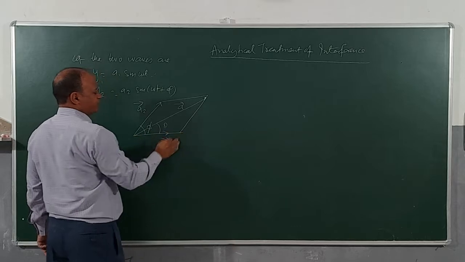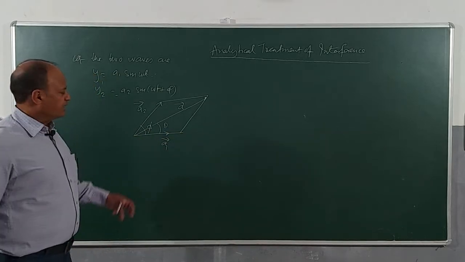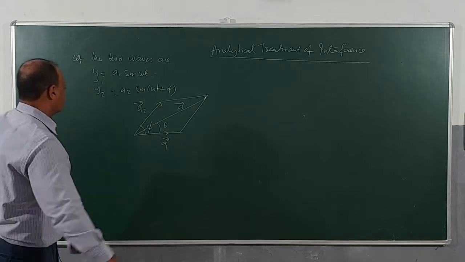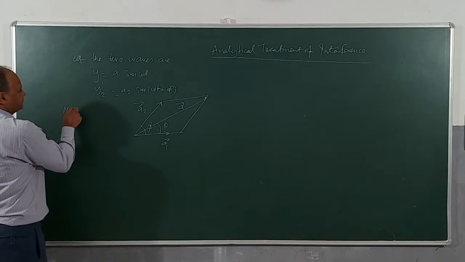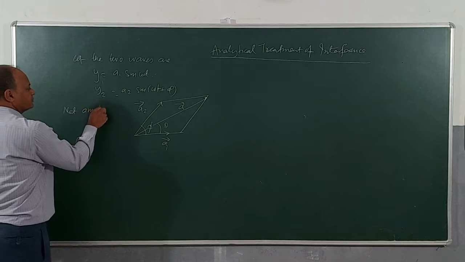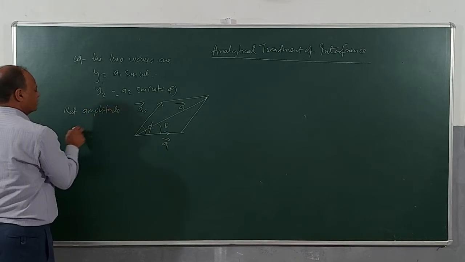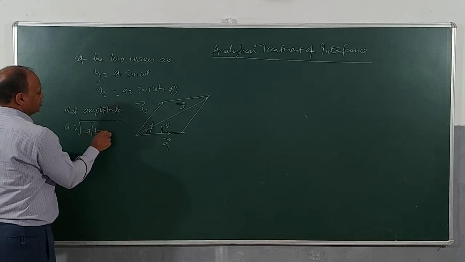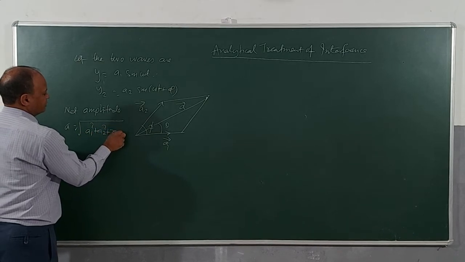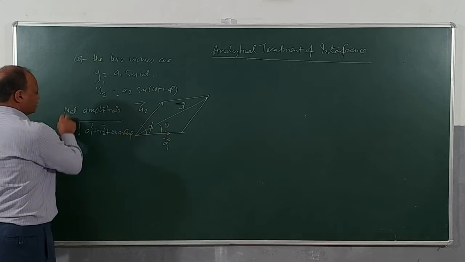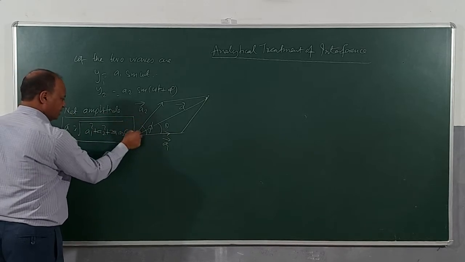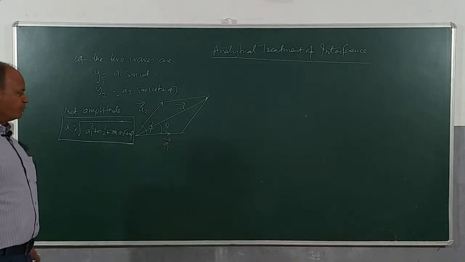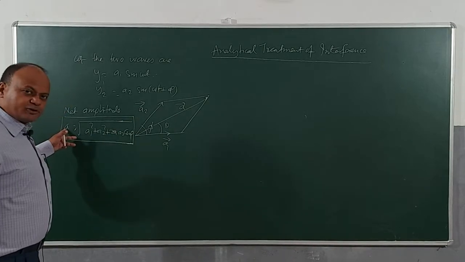So, we will first draw A1 which is having smaller phase, and then we will be drawing A2 which is having greater phase, and you know by vector addition that net amplitude A will be equal to root over A1 square plus A2 square plus 2 A1 A2 cos phi. Now, this is very easy. Instead of using the trigonometric reduction, we can simply use this formula. So, A is the net amplitude, right.